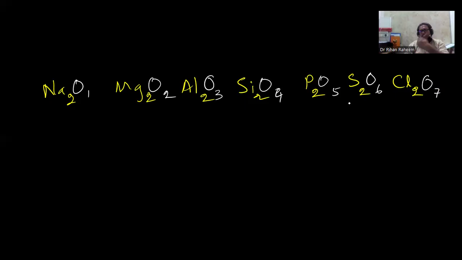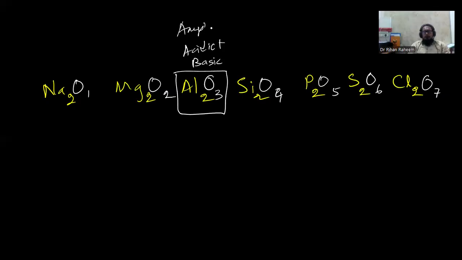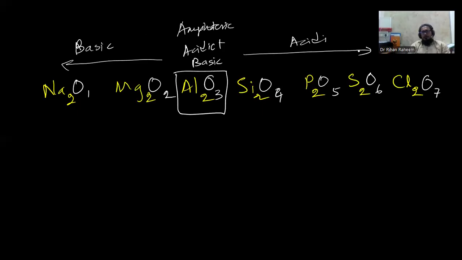Out of all these oxides, this one is the amphoteric oxide, which shows acidic plus basic properties. Therefore, it is given a special name, amphoteric oxide. This side are basic oxides. This side all are acidic. And going towards the corner, they are highly acidic. In the textbook, they have nicely mentioned strongly acidic, weakly acidic, very strongly acidic.